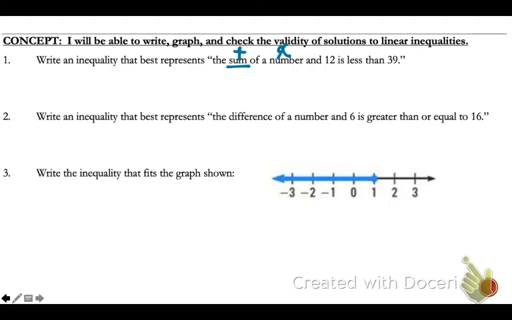On problem 1, write an inequality that best represents the sum of a number and 12 is less than 39. Well, sum means addition. We're going to use x as our number. So x plus 12 is less than 39.